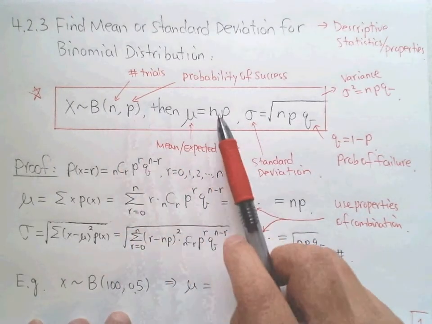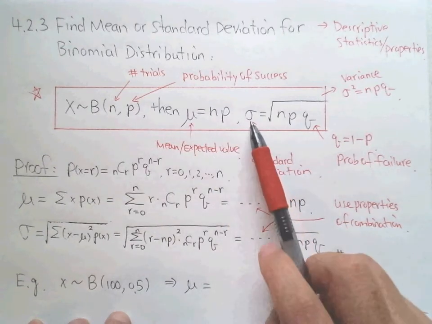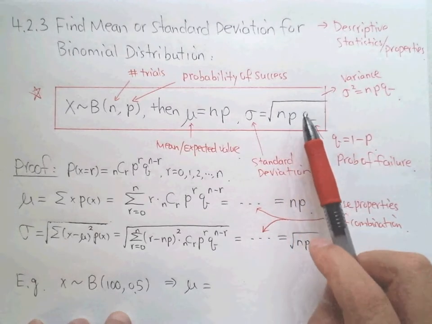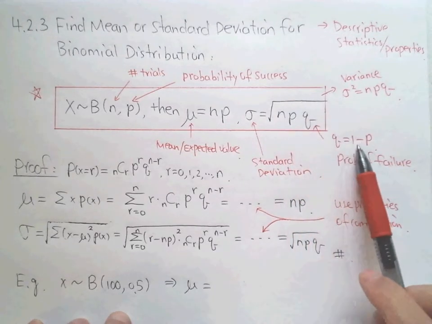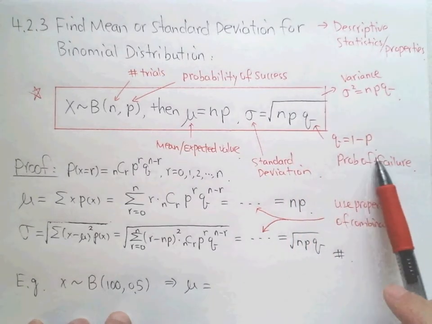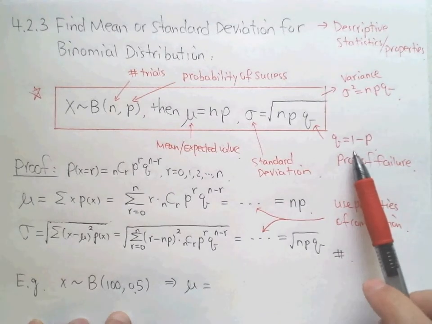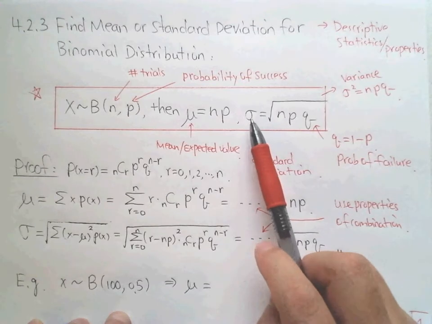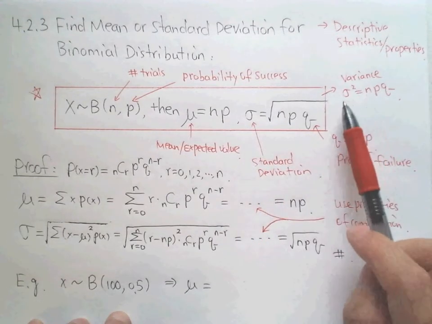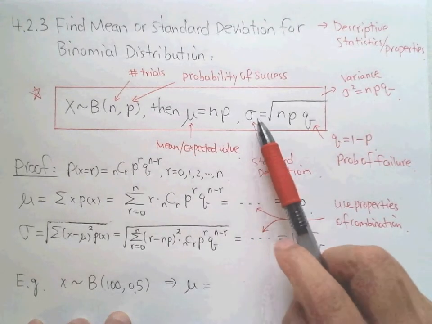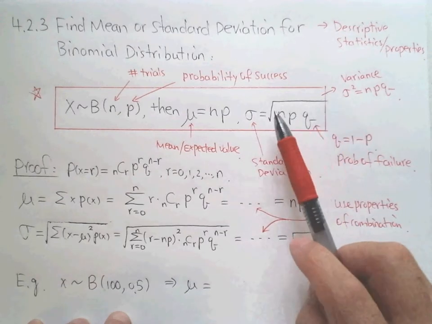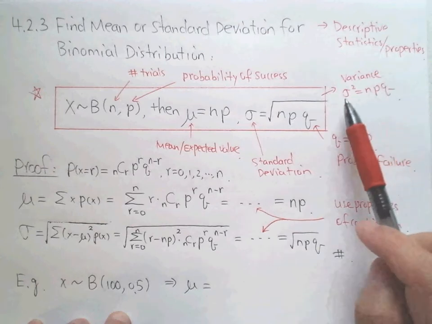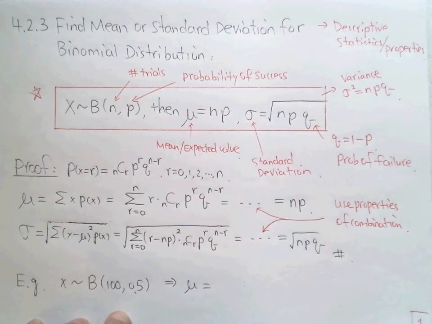What is the standard deviation? Sigma is the square root of npq. Q is 1 minus p, which is the probability of failure. We already know that. So, mu and sigma. Do you remember what the variance is? The variance is the square of the standard deviation, the square of the square root, which means npq. We cancel the square root. And these three are very important properties for this type of distribution.